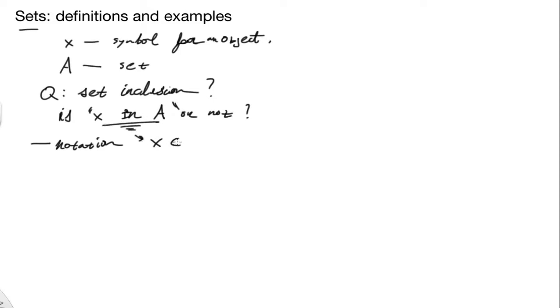We use the epsilon symbol, and that means in. Okay, and so this is our statement, X is in A. And of course the opposite of that symbol means that X is not in A. We put a cross through the epsilon like that to mean not in.